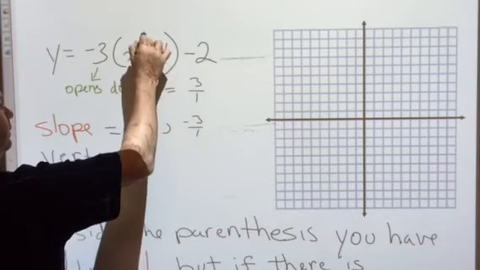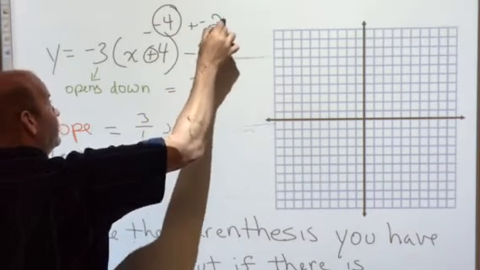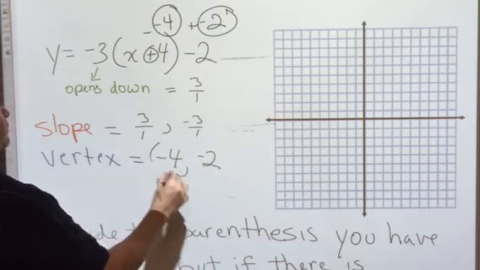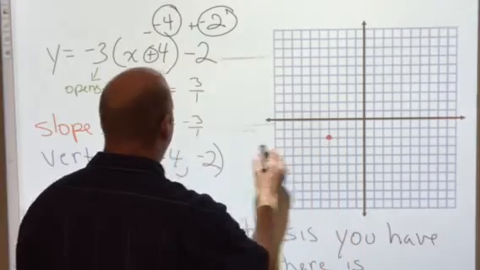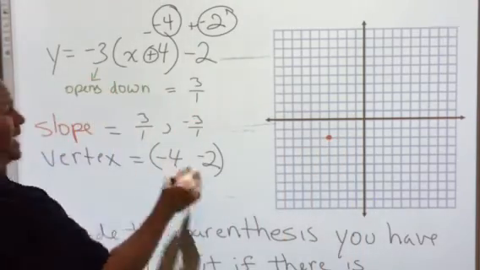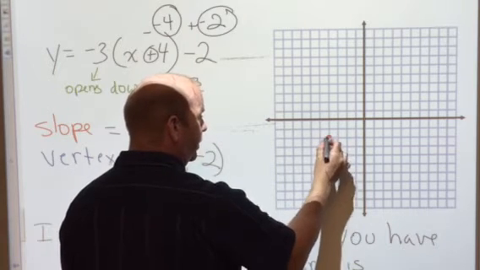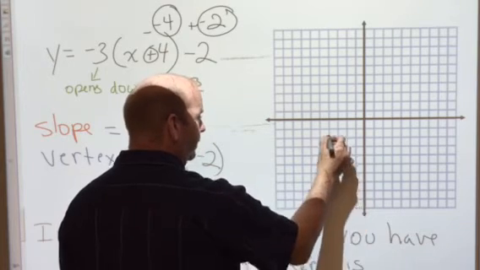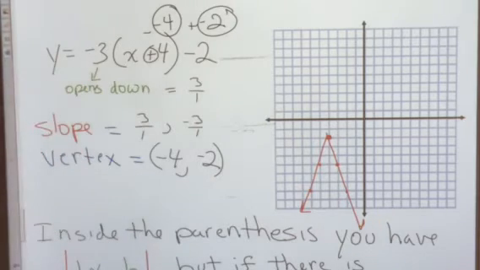This is supposed to be minus, so it's really minus negative 4 plus negative 2. So the vertex is (negative 4, negative 2), with a slope of 3 opening down. Opening down is going to go this way. So a slope of 3 is down 3 right 1, down 3 left 1, down 3 right 1, down 3 left 1. And it's going to go through there and through there, and it makes a perfectly symmetrical V.